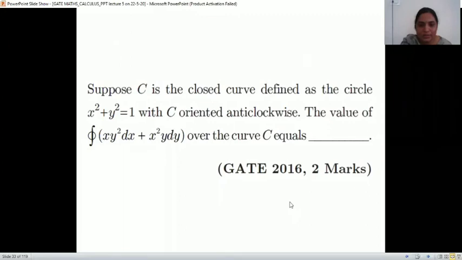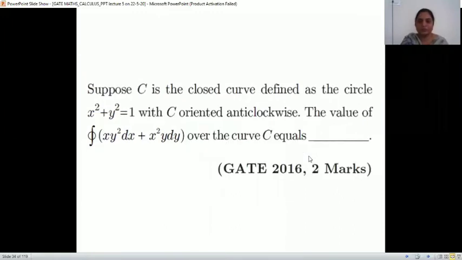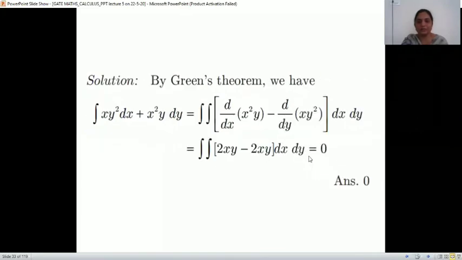Okay, I'll show you the answer. It is Green's theorem. Integration of M dx plus N dy is equal to the double integration of dou by dou x of x square y minus dou by dou y of x y square, with respect to x and y. So dou by dou x is 2xy, minus dou by dou y, which is 2xy. 2xy minus 2xy is 0. So no need to find anything. The answer is 0, and this is for 2 marks. You can easily find it by Green's theorem.